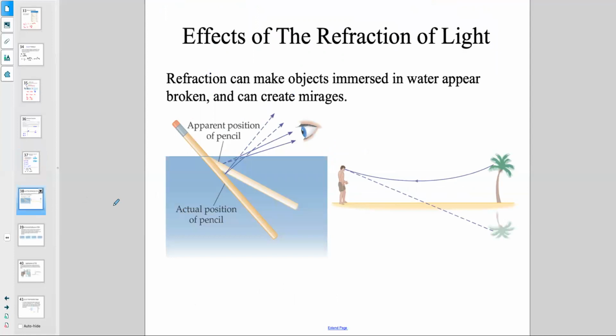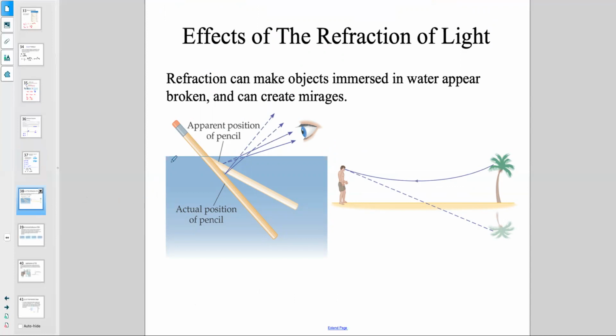Effect of the refraction of light. So these are two things that I'm pretty sure you have seen. If you're watching this video, I'm pretty sure you have experienced this before. Refraction can make objects immersed in water appear broken or even create images for us.